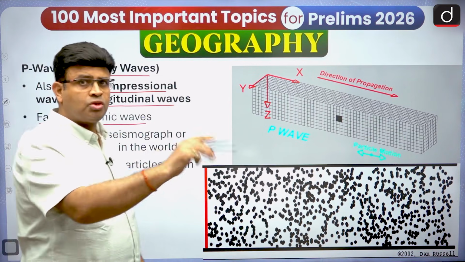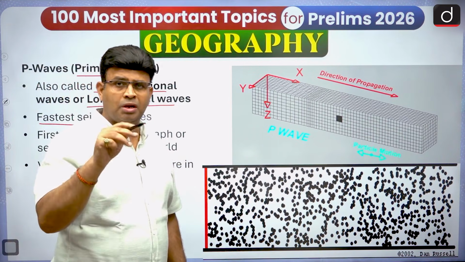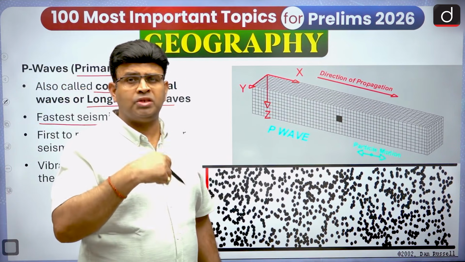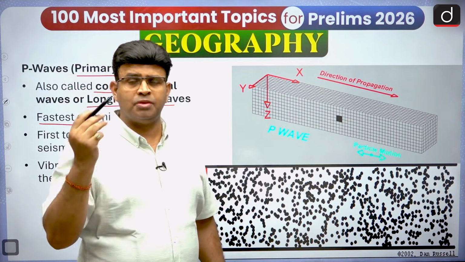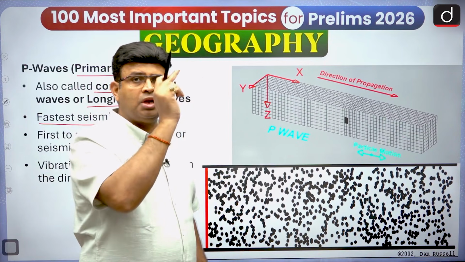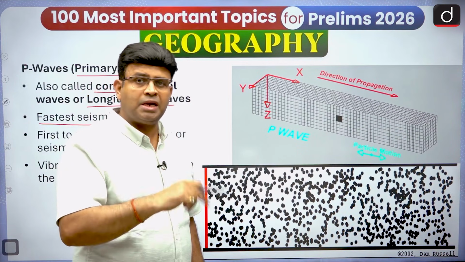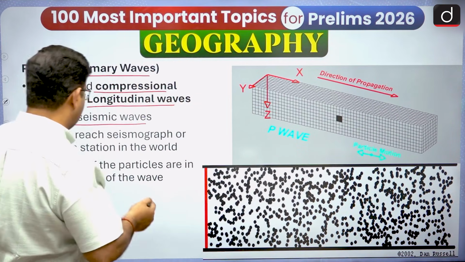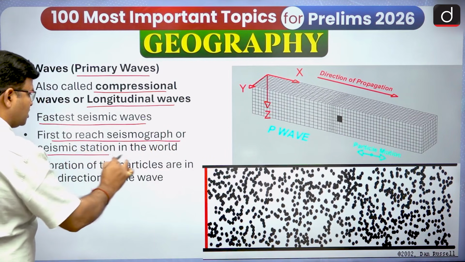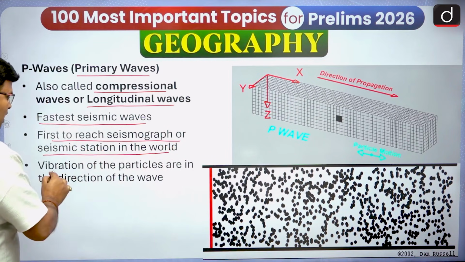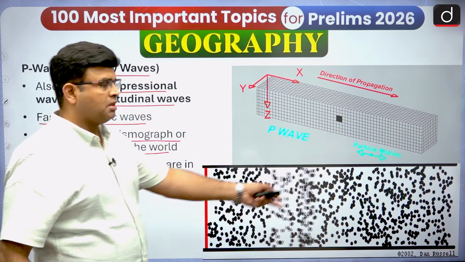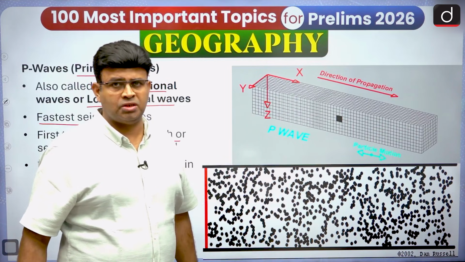Therefore it reaches any seismic station first. Suppose an earthquake occurs in India, and it reaches the USA, European countries; every country of the world has some seismic station. So these P waves will reach that station first. So that is known as a primary wave. It is the first to reach a seismograph or seismic station in the world, and the vibration of the particle is in the direction of the wave.